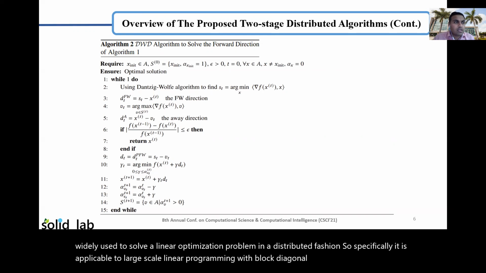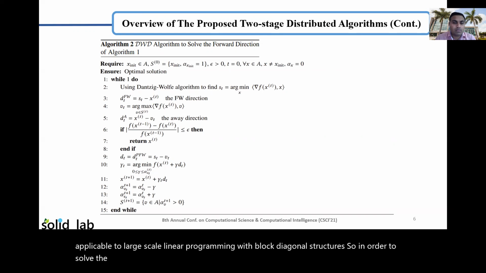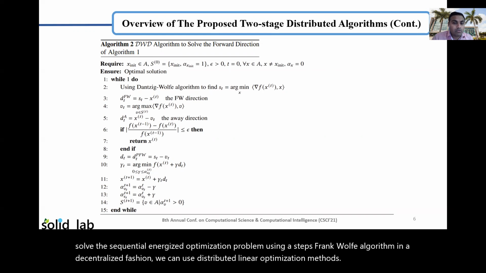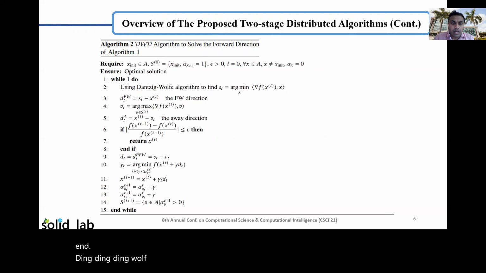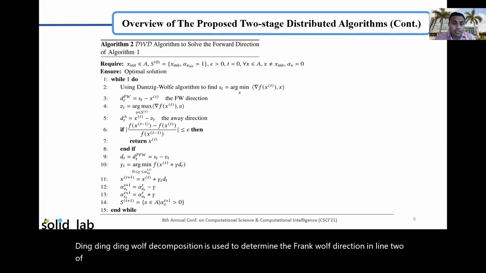So in order to solve the sequentially linearized optimization problem using the away-step Frank-Wolfe algorithm in a decentralized fashion, we can use distributed linear optimization methods. In this paper, we used Dantzig-Wolfe decomposition to find the Frank-Wolfe direction. So to this end, Dantzig-Wolfe decomposition is used to determine the Frank-Wolfe direction in line 2 of the algorithm. A detailed implementation of Dantzig-Wolfe decomposition for a generic linear optimization problem is provided in reference 34.